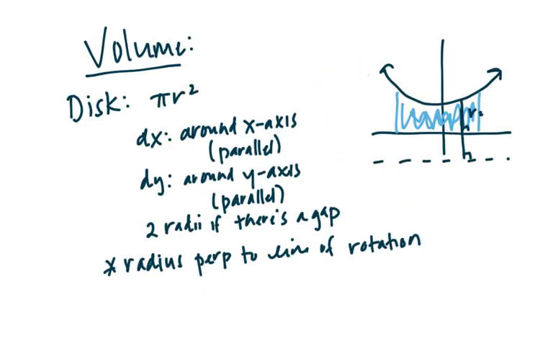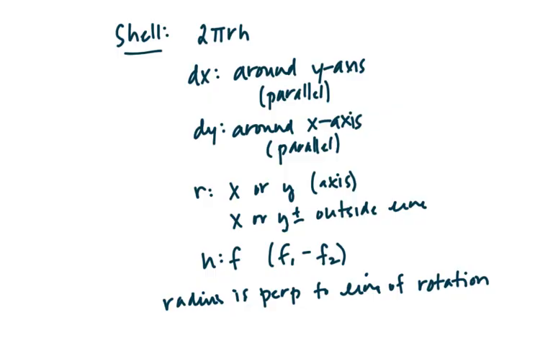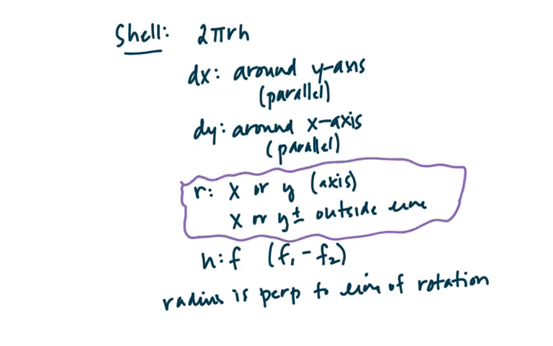Here's the disk method. Let me do one more for you on the shell method. This is the big key right here. Sorry, my highlight didn't work. Let me try again. This is the big key right here. Your radius is x or y if you're going around an axis, and x or y plus or minus an outside line if you're not going around the axis.